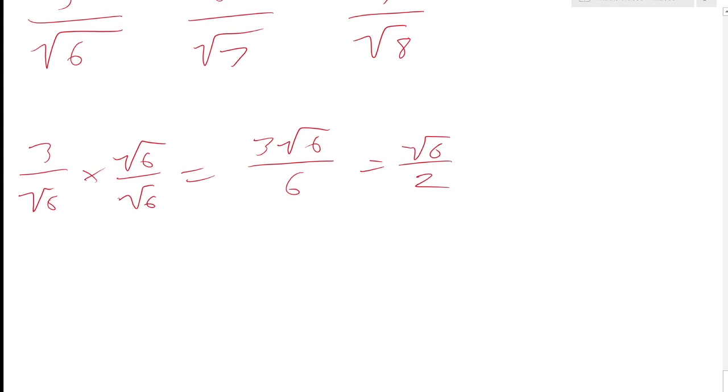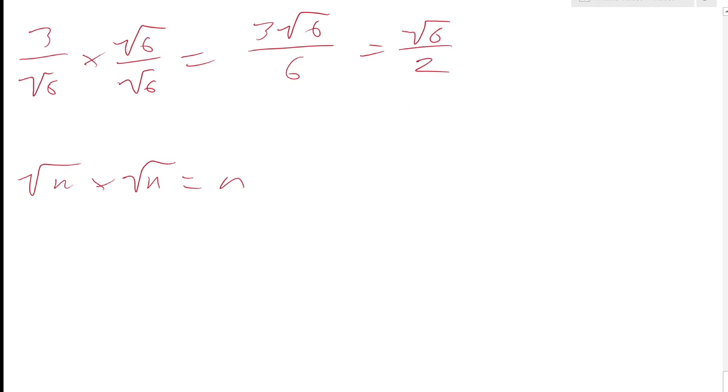So in case you're not sure, that 6 comes from root 6 times root 6. The general rule, root n times root n equals n. It's fairly obvious. The square root is what number when squared equals n. If you then square that number, i.e. multiply it by itself, you're going to get n.